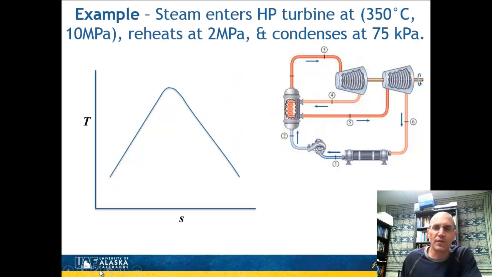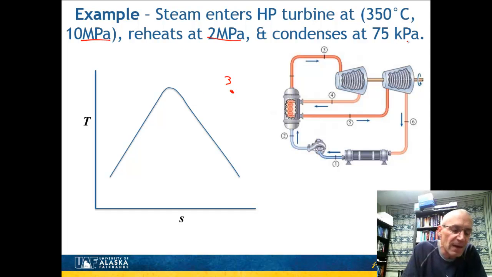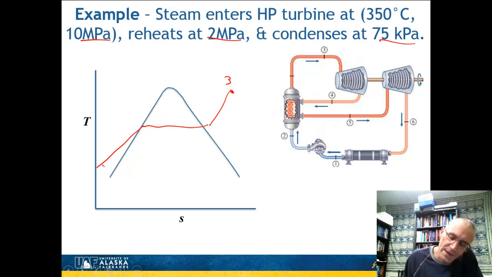Okay, so let's go ahead and solve an example problem. Here's the example problem I've got. I've got a Rankine cycle, and I have steam entering at 350 and 10 megapascals. And so it's entering up at some state 3. I'll put it right up there. That's at state 3. And it reheats at 2 megapascals. So I've got a high pressure of 10 megapascals, reheater at 2 megapascals, condenser at 75. So the way I'm going to do this is I'm going to go ahead and draw up 3 isobars.